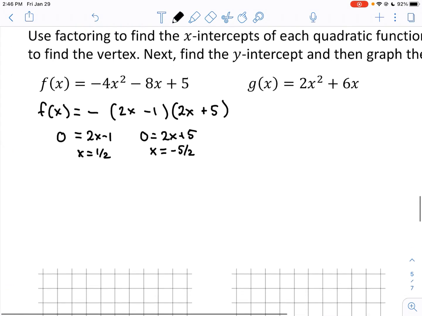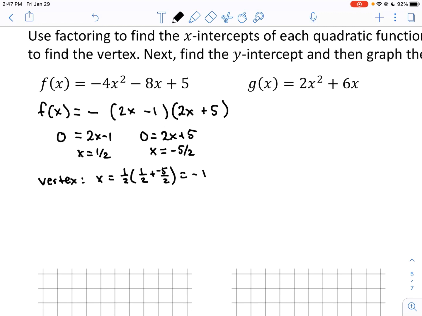Once you know the x-intercepts, let's go to the vertex. We average them. So we're going to do 1/2 of, and then add 1/2 and negative 5 halves. So 1/2 plus negative 5 halves is negative 4 halves, which is negative 2. Then do half of that, we get negative 1. The y-coordinate of the vertex is we take the negative 1 and plug it into the function. So right here we plug in negative 1. Negative 1 squared is positive 1 times negative 4. So we just get negative 4 to start. Negative 1 times negative 8 is positive 8. And then positive 5. And this gives me 9.